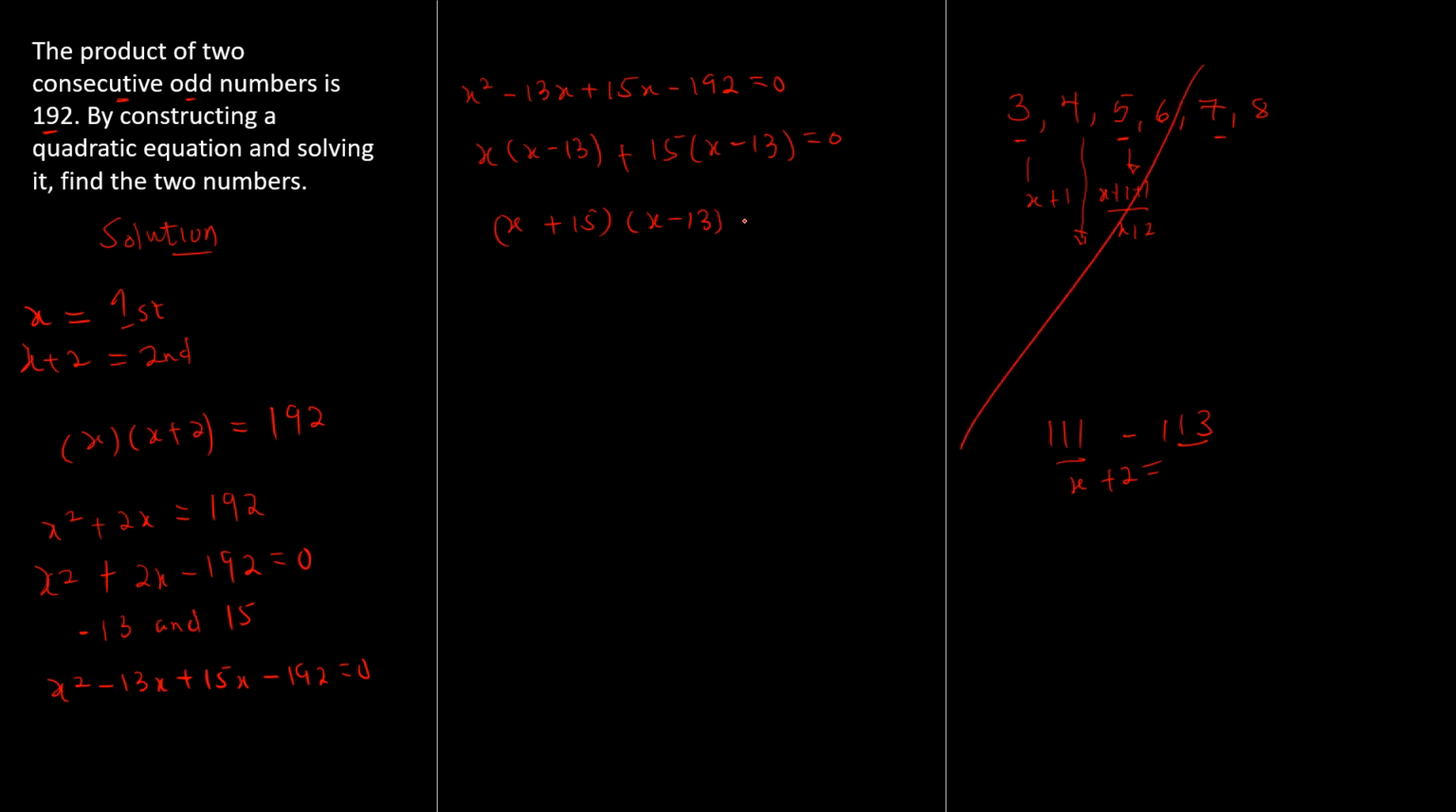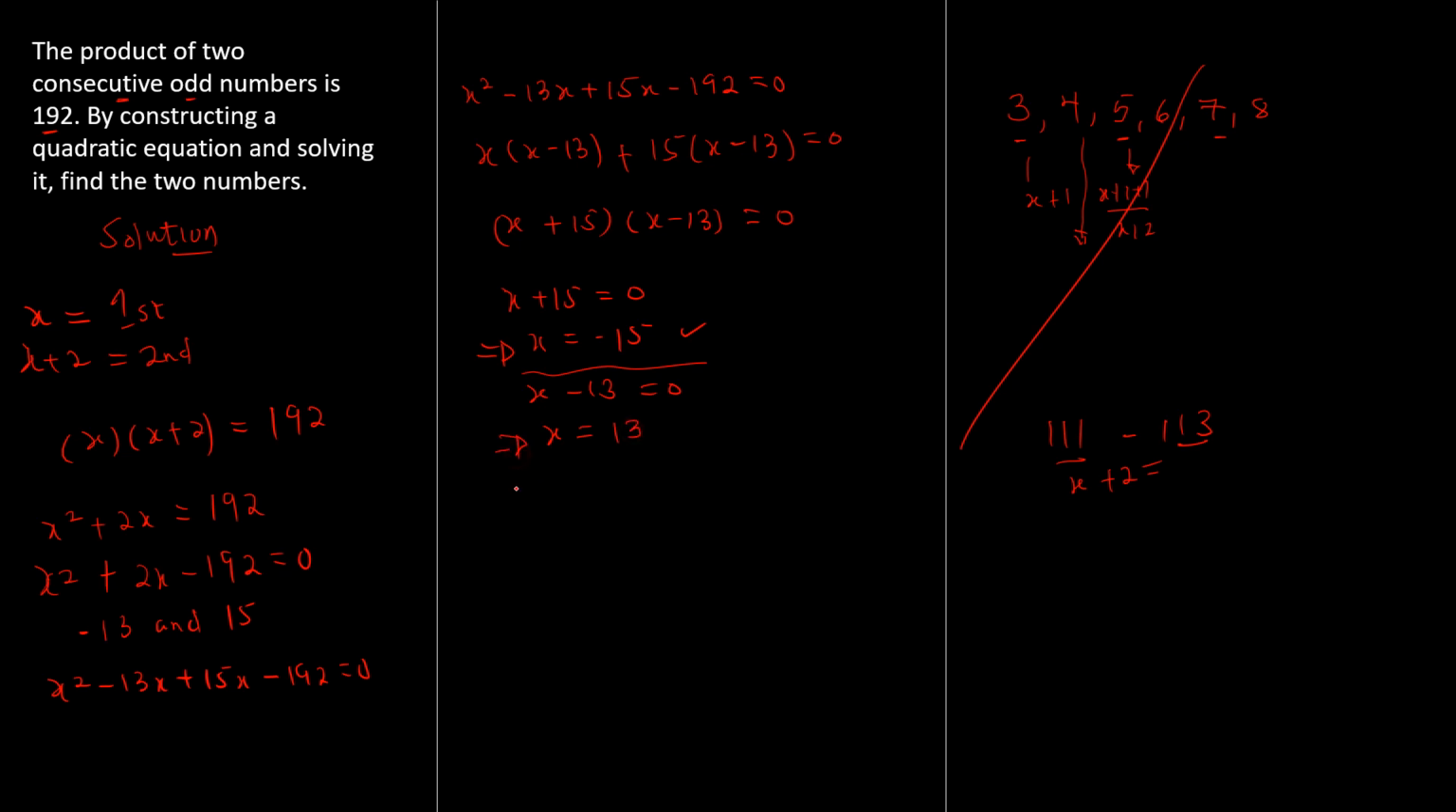Okay, so from here we can equate them to 0. Over here we have x plus 15 is equal to 0. That is the first one. So in this case, x is equal to negative 15, right? But we should also consider the other one, which is x minus 13. Let me just do it this way, so you don't get confused. x minus 13 is equal to 0, and then x is equal to positive 13.